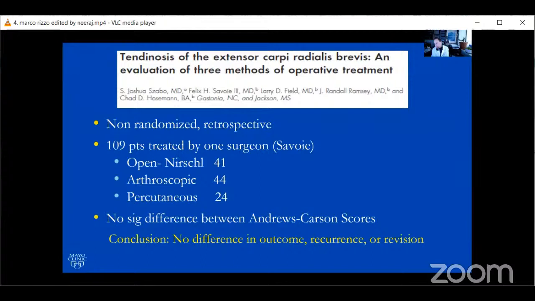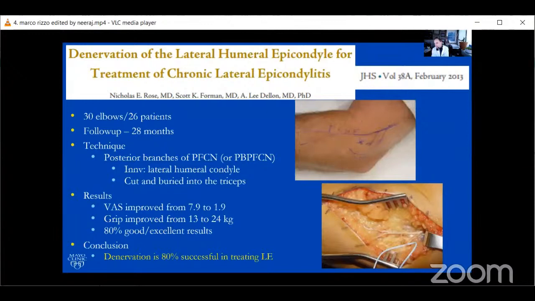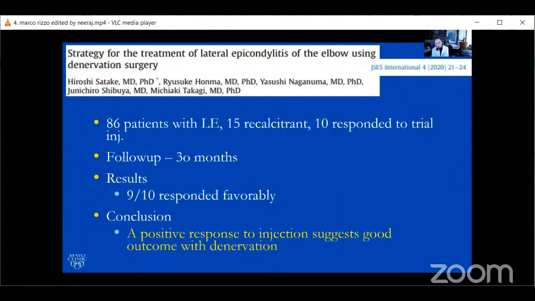Denervation was popularized by Lee Dellon, looking at 30 elbows in 26 patients initially back in 2013, and demonstrated that it was 80% successful in treating lateral epicondylitis. A subsequent study from Japan demonstrated that patients who responded favorably to trials had about a 90% success rate. So they recommended a trial of lidocaine as a reassurance that it would likely be successful.